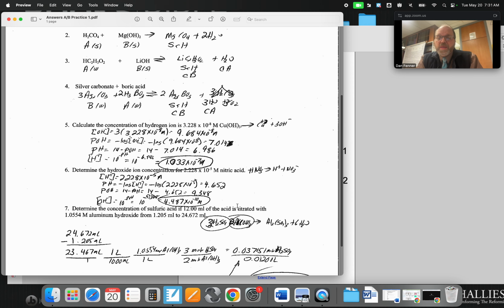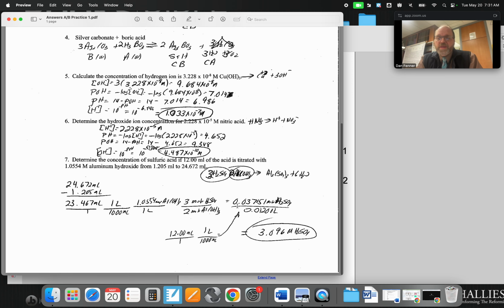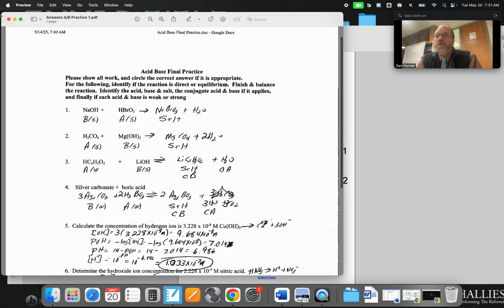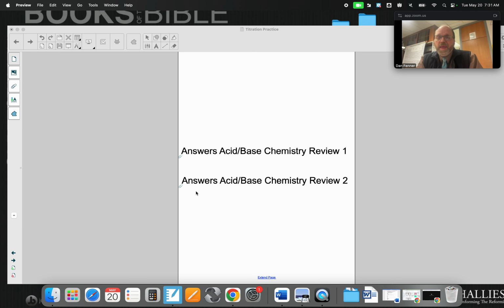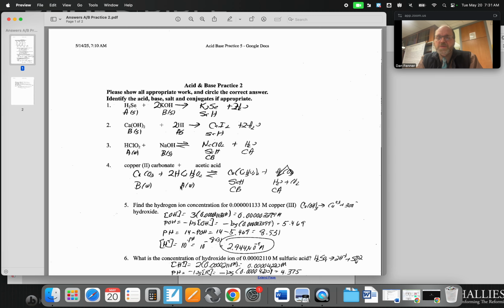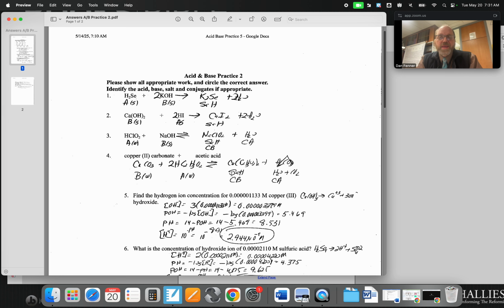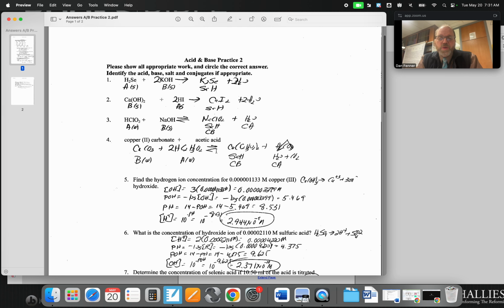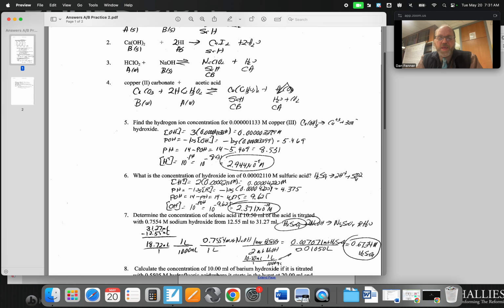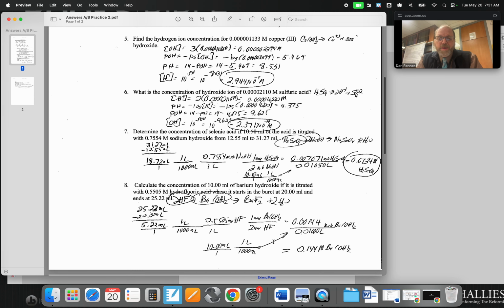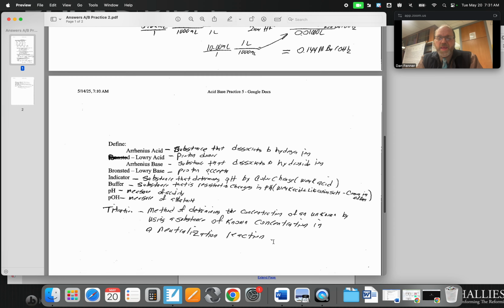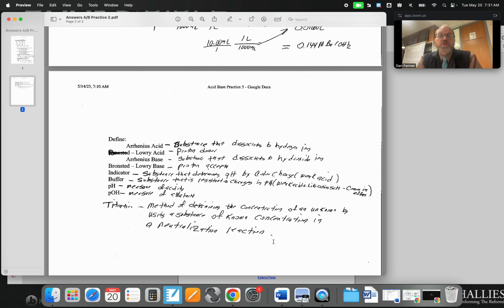Those are my pH, my hydrogen ion, my hydroxide ion concentration. And there is my answer to my titration problem. So check those. Good. And then for the second set answers, and those are my concentrations. Check those. My pH problems, and my 2 titrations, and then those are the definitions. Make sure you have those as well.